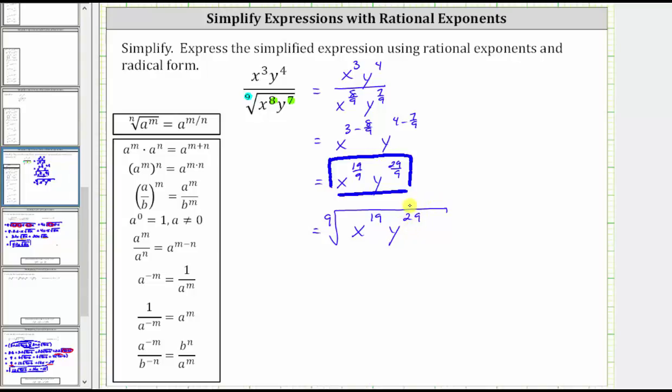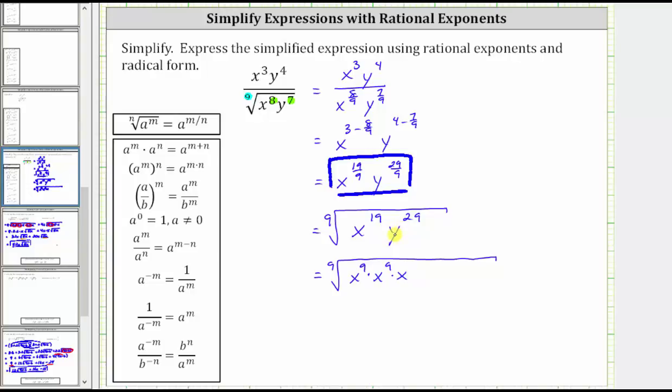But now we need to simplify this by identifying all the factors raised to the 9th power in the radicand. Let's first determine how many x to the 9ths are in x to the 19th. Because 19 divided by 9 is equal to 2 with the remainder of 1, there are 2 factors of x to the 9th in x to the 19th. Let's write x to the 19th as x to the 9th times x to the 9th. Notice how this would be 18 factors of x, and we have 19, so we have one more remaining factor of x, so we have times x.